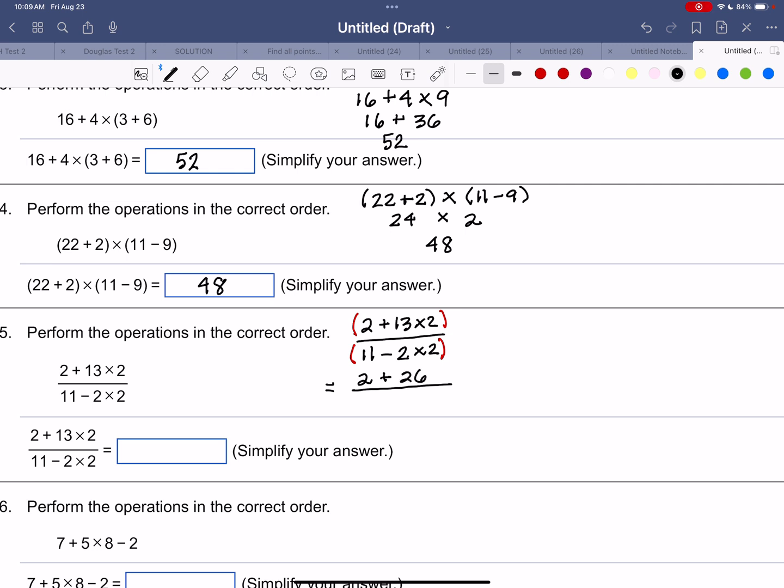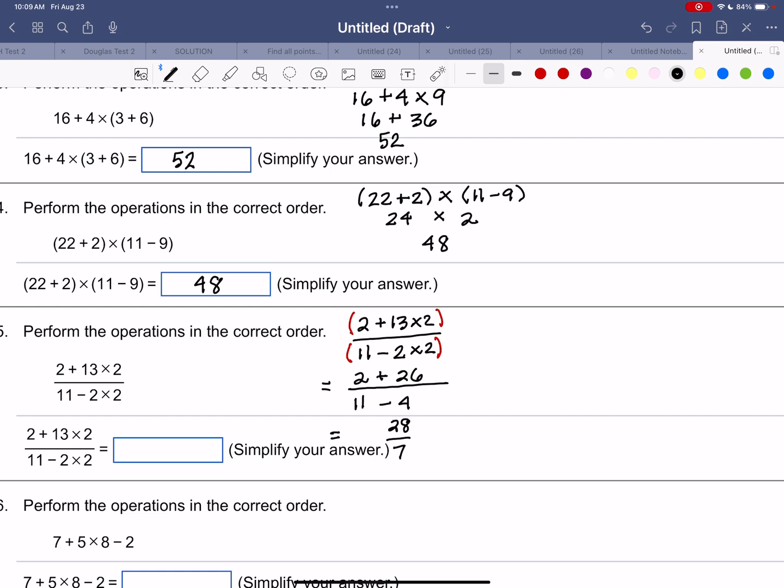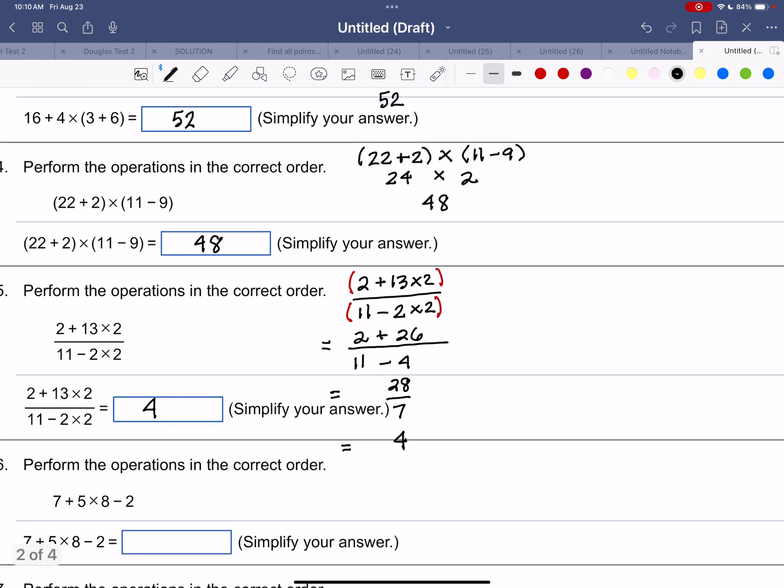On the bottom, the multiplication comes first. 11 minus 4. 2 plus 26 is 28. 11 minus 4 is 7. The last thing I do is divide, and I get 4. My answer here is 4. Notice how I'm going to work down the page. Sometimes I'll have to work to the right because I don't have enough space, but you'll have enough space on your test. Work it down the page. Take a step at a time. Now notice I did a little on the top and a little on the bottom. That's fine as long as I wait to the last to divide.